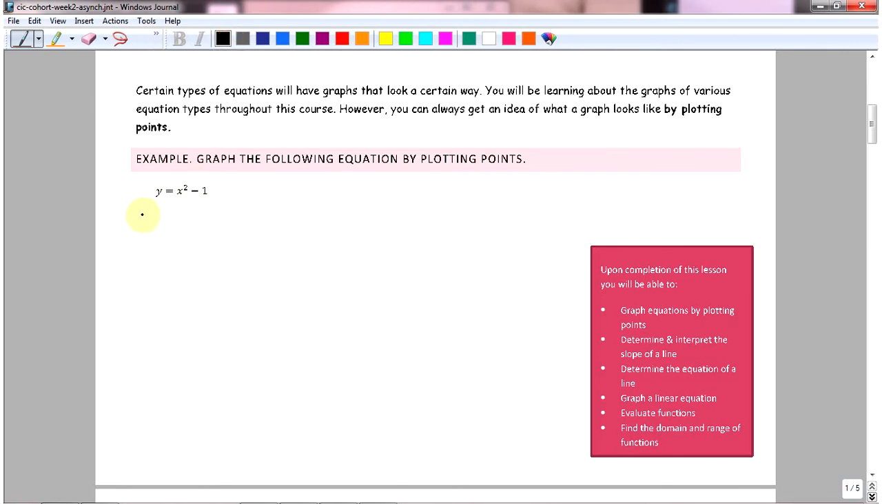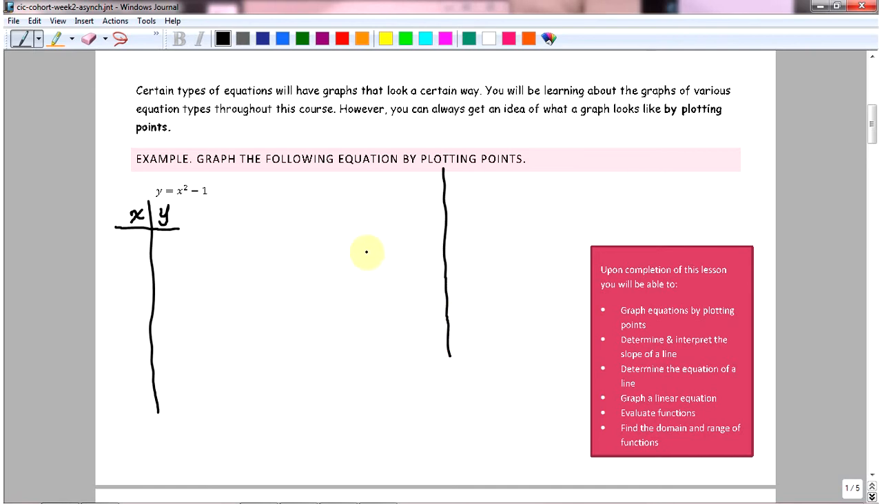So plotting points means that you're going to make a table of values. This is also called a T-chart sometimes. So we're going to have an x and a y column. And we want to get a bunch of values so that we can plot them and get an idea of what our graph is going to look like.